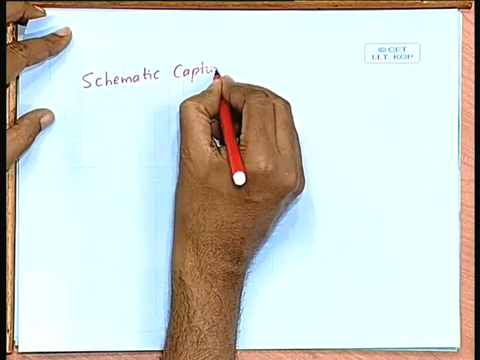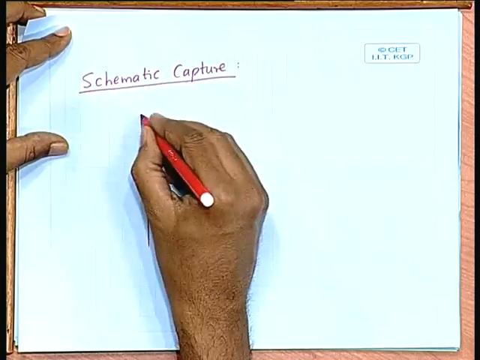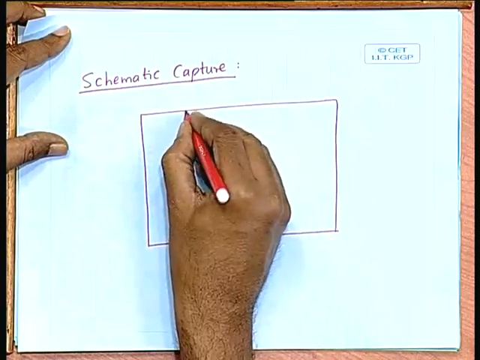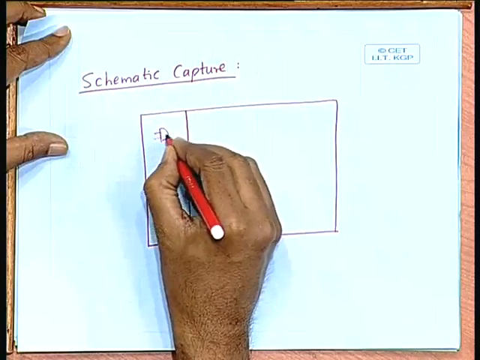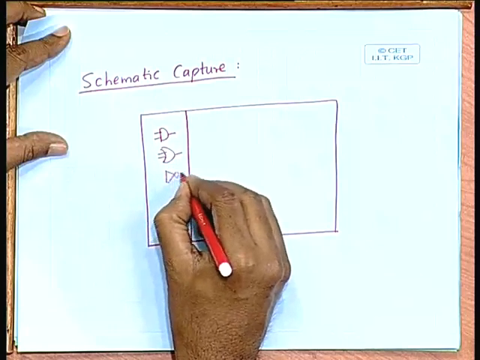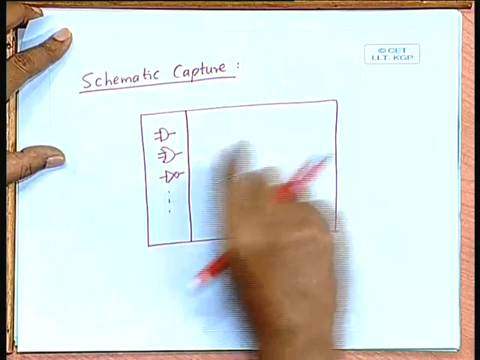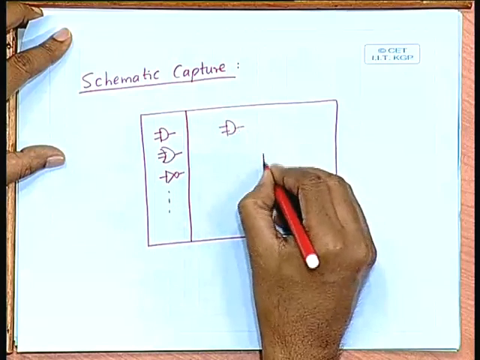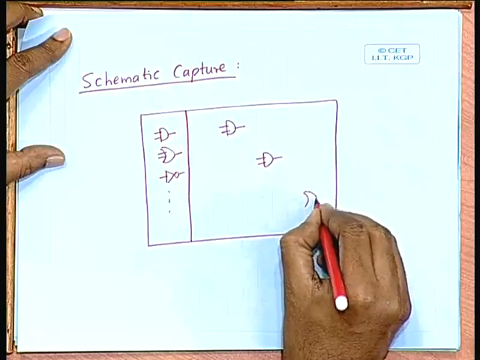Schematic capture is an interactive way to specify a netlist. If you look at the typical window of your CAD tool, you will find that on the left pane you have a number of symbols available. The symbols may be the symbols of the gates, etc. Using the mouse, you can select a symbol and drag and drop it, and you can draw a diagram here. For example, you can put an AND gate out here, another AND gate out here, and an OR gate out here.